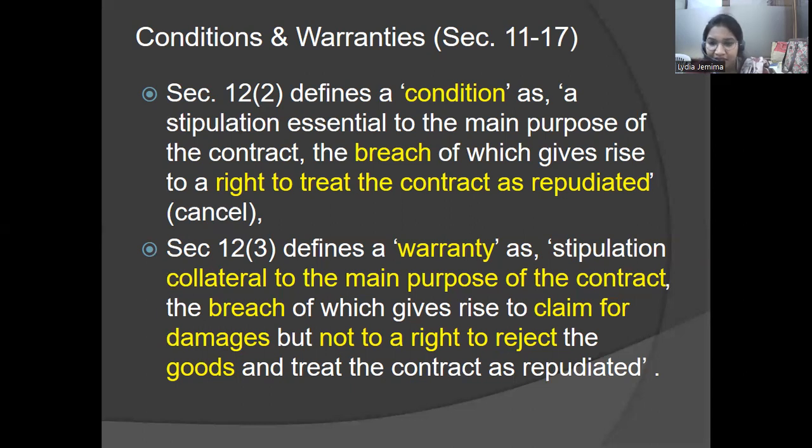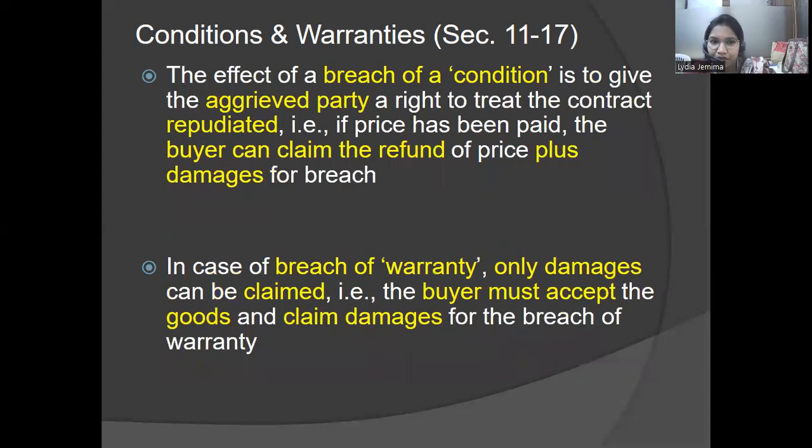Okay, so it is defined as a stipulation collateral to the main purpose of the contract, the breach of which gives rise to a claim for damages, but not to the right to reject the goods and treat the contract as repudiated. So the effect of breach of condition is to give the aggrieved party the right to treat the contract as repudiated, that is, cancelled. If the price has been paid, the buyer can claim a refund of the price plus damages for the breach. Okay. In case of breach of warranty, only damages can be claimed. For that, the buyer must accept the goods and claim damages for the breach of warranty.